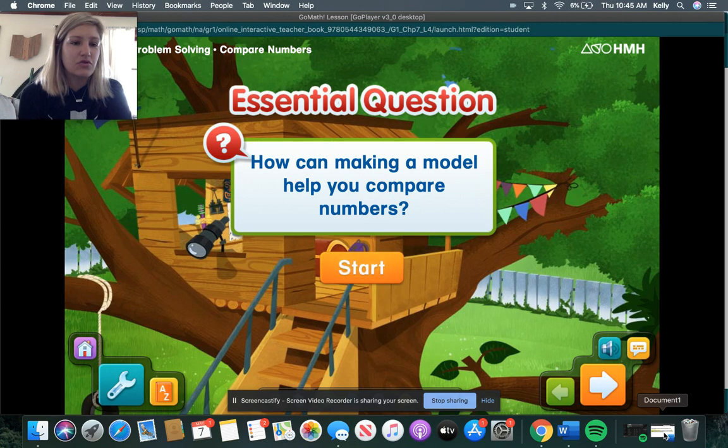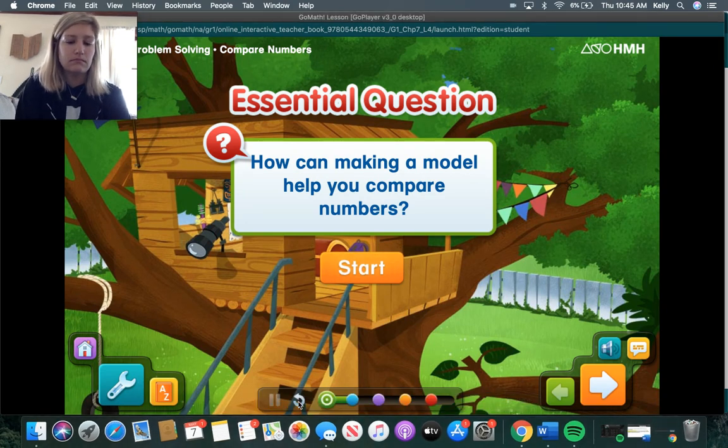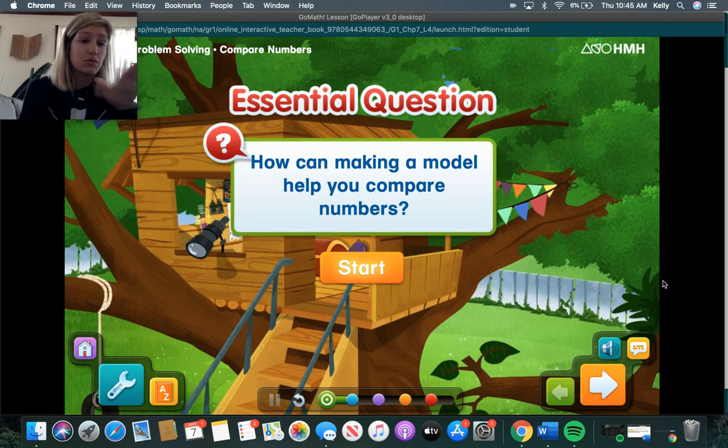So today we're going to be doing Chapter 7, Lesson 4, and let's listen to the essential question to see what we're going to be focusing on. How can making a model help you compare numbers? So it said, how can making a model help you compare numbers? And when I think about that sentence, I'm making some connections to previous lessons where we used models with sticks of 10 and ones to make models that we can compare how many tens, how many ones, which number is greater or less. So we're going to continue to use that thinking to go forward and grow our brains even more.